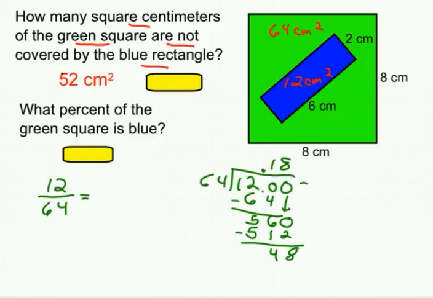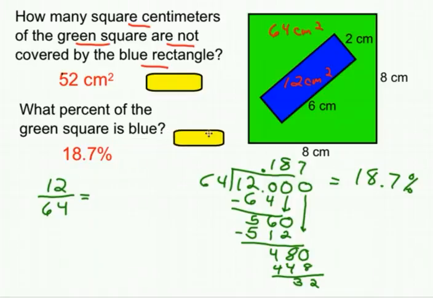But you know what? We're going to annex a 0 because we want to at least go to the tenth of a percent or be able to round, all right? So we bring down our 0 and ask ourselves, how many times will 64 go into 480? It will go in 7 times. 7 times 64 is 448. Subtract, and we're still going there. We would have 32, but we're going to stop right there because now we can move our decimal point over and say that we have 18.7%.